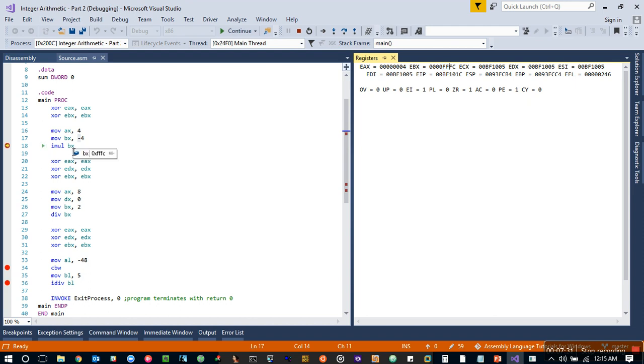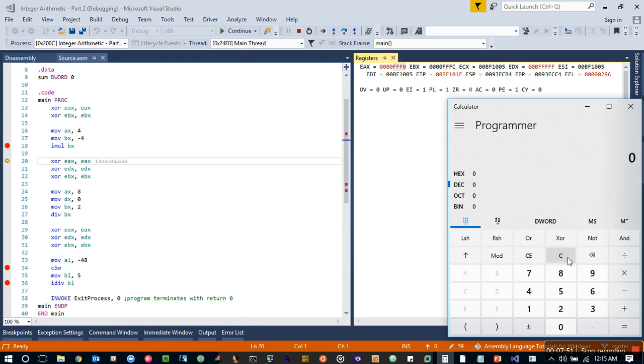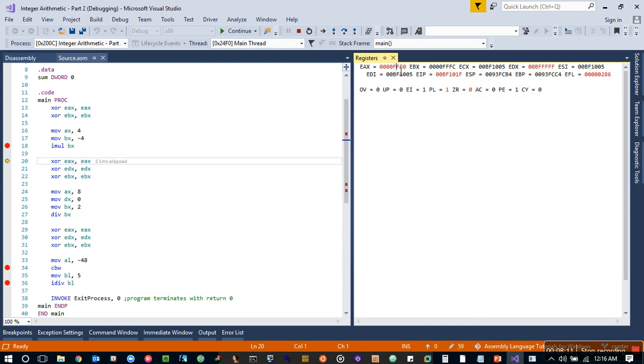Now we are going to multiply that. AX has 4 and BX has -4, so after multiplying it will be -16, and the result would be stored in AX. Let's see that. This is 4, FFF0. Let's open our calculator. Decimal, -16, FFF0. Sure enough, that's what we have here. But if I do it backwards, FFF0 is shown as 65,520. So how does the computer know that? Because of the sign bits.